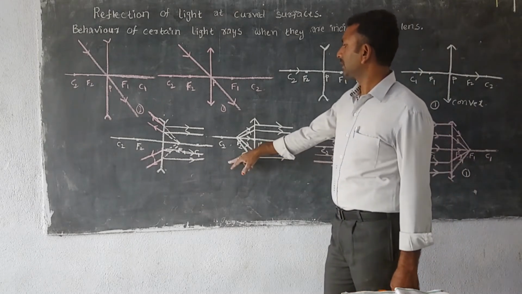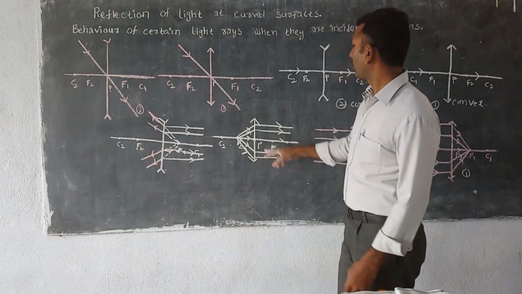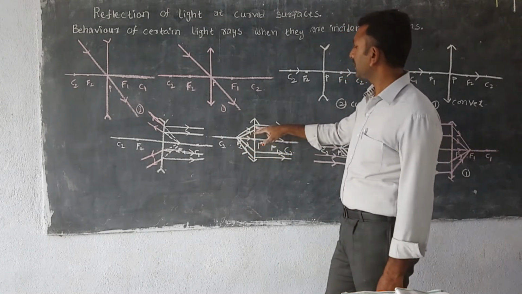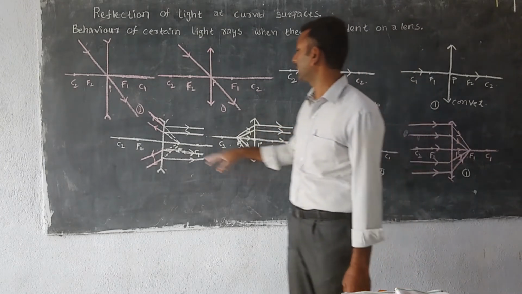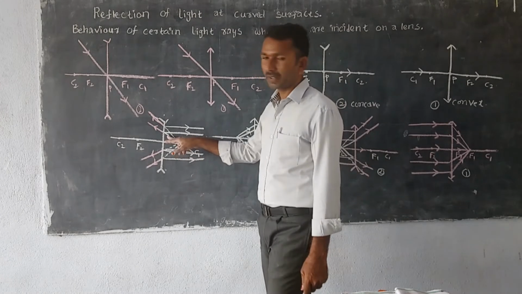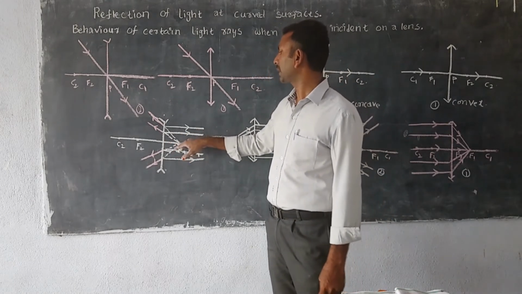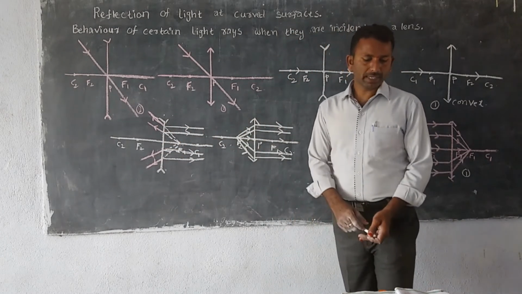And in the fourth situation, if any light rays are going from the focal point of the lens, after incidence on the lens, they will pass parallel to the principal axis. Here also for the concave lens, the light rays coming from the focal point will go parallel to the principal axis.